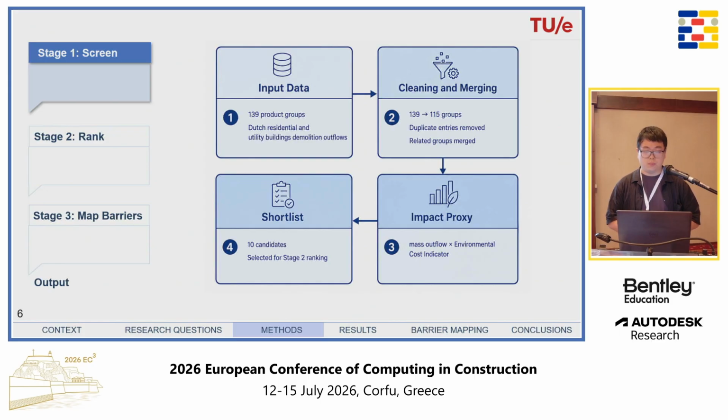Here comes the method part. As I said, stage 1 is the screening part. The workflow starts with the Dutch residential and utility buildings demolition outflow. There are 139 product groups, and we clean and merge them, and we use mass outflow times environmental cost indicator, and finally we get a shortlist of 10 candidates for stage 2 to give a ranking.